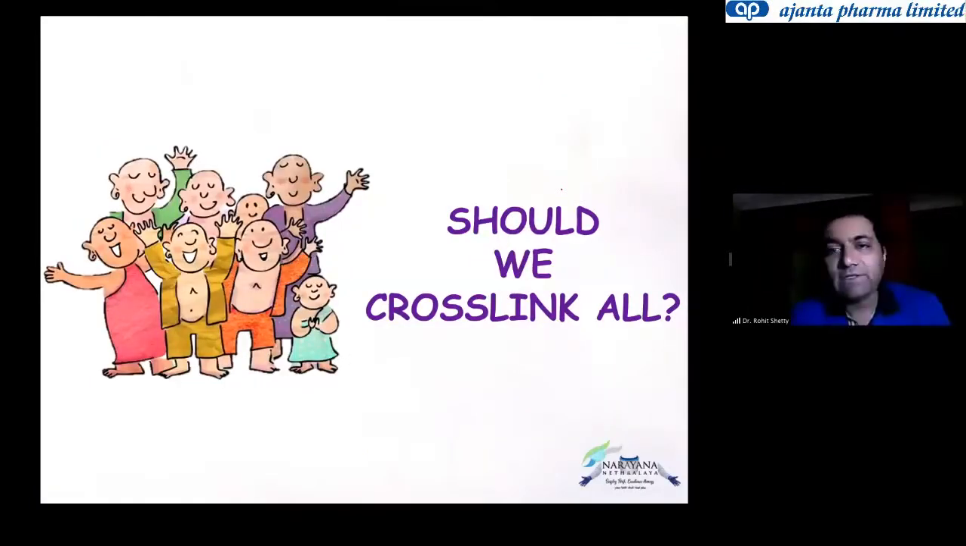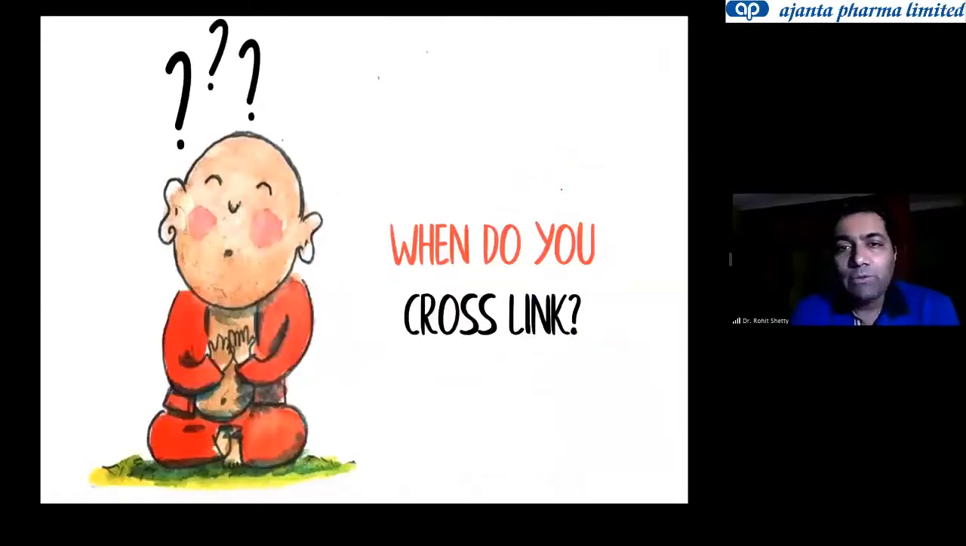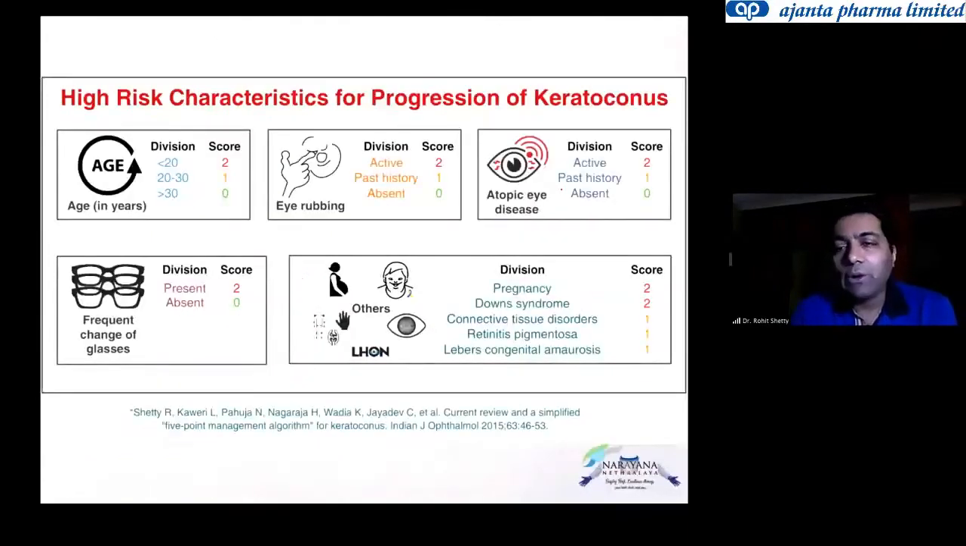And we don't know how far this is going to go. So when do you do cross-linking? First, let us look at all the high-risk characteristics of keratoconus: the age, the eye rubbing, the atopic disease, pregnancy. I think a lot of this has been covered by Dr. Bharati sir.